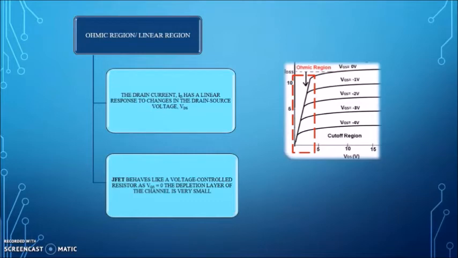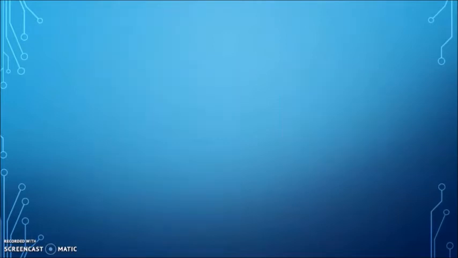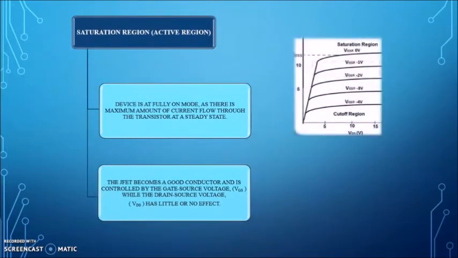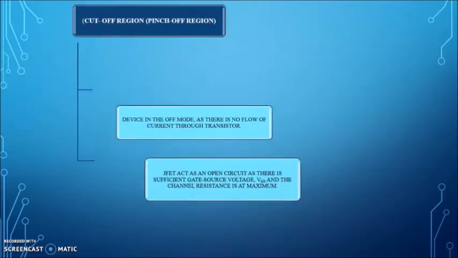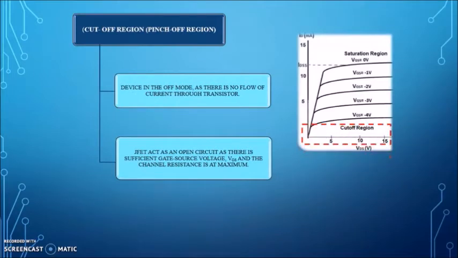As the transistor reaches the maximum amount of current flow at a steady state, the region is now known as the saturation region. During this region, the JFET, which is controlled by the gate source voltage VGS, is in fully on mode. You can see through the figure that the drain source voltage has little effect, thus the curve turns almost flat.